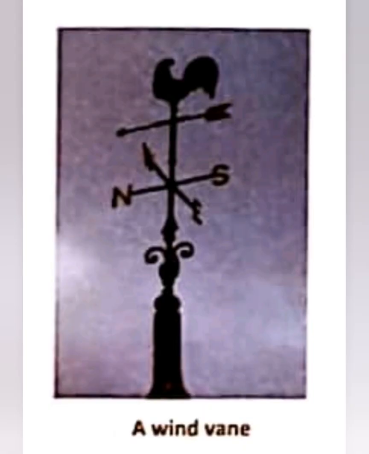You can see with the help of this diagram or figure that north, south, east, west are written. Four points are there, and an arrow is also seen. Wherever it moves, it will indicate the direction in which the wind is blowing. So this is used to see the direction of wind, while the anemometer is used to measure the speed.